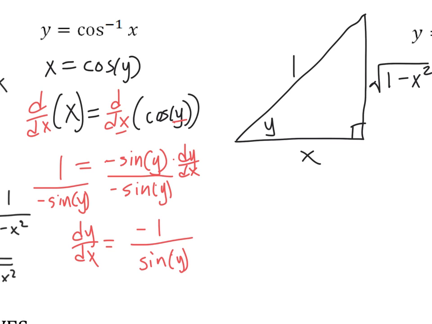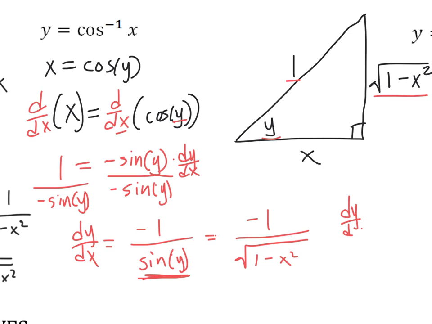Well, now let's think about this. What's the sine of y? Here's my angle y. I take the opposite side over the hypotenuse, and that's going to end up giving me negative 1 over the square root of 1 minus x squared. And so let's write our rule up here: dy/dx is equal to negative 1 over the square root of 1 minus x squared, okay?